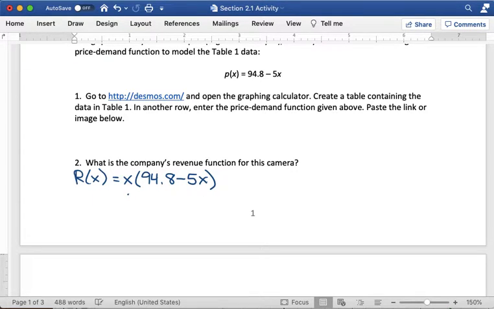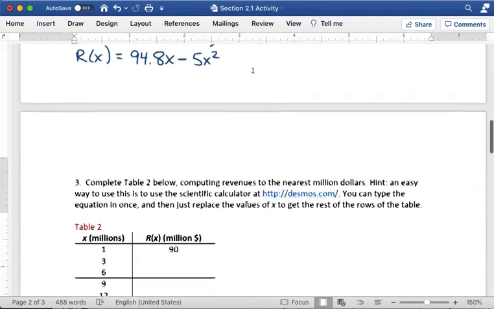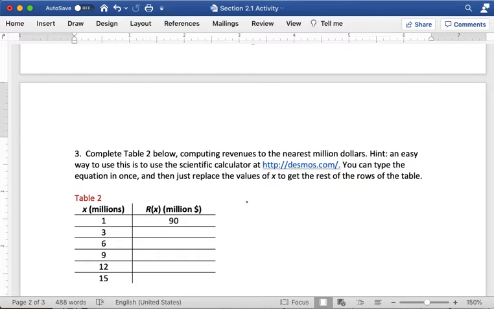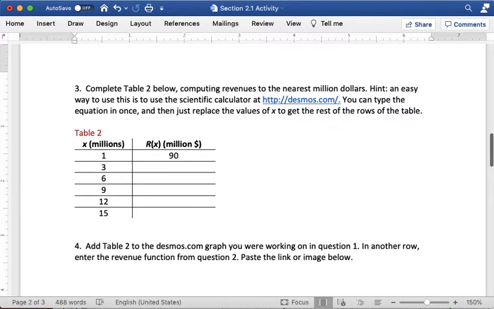Now, this is an okay way to write the function. I may want to multiply this out, so I would do that by distributing here. That's going to be useful in a little while. But if I multiply this out, I get R of x equals 94.8x minus 5x squared. And so as you can see, we have x squared in our revenue function, which means that it's going to be quadratic. It's not going to be a linear function or a line, it's going to be a parabola when we graph it. So, question 3, we're first completing the table, and then we are going to graph the revenue function here.